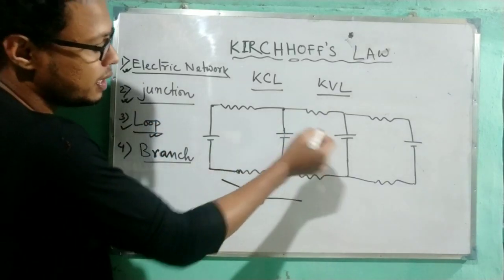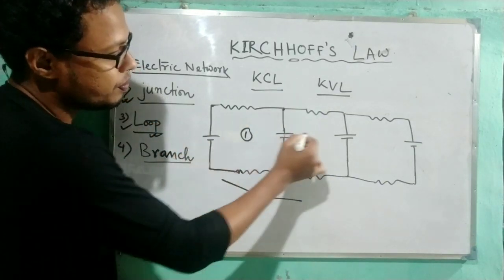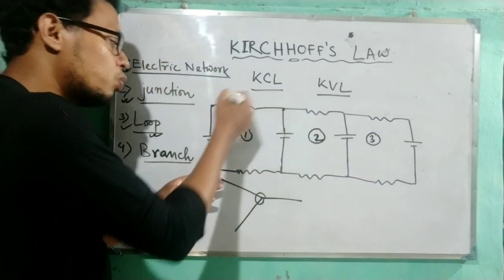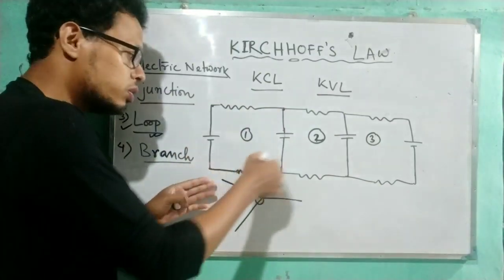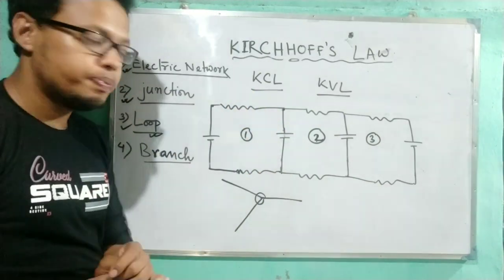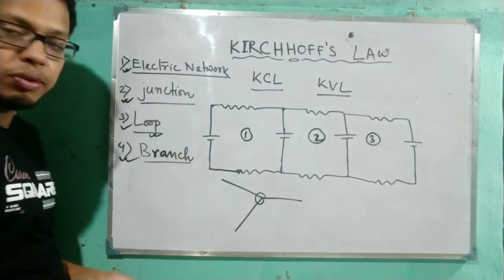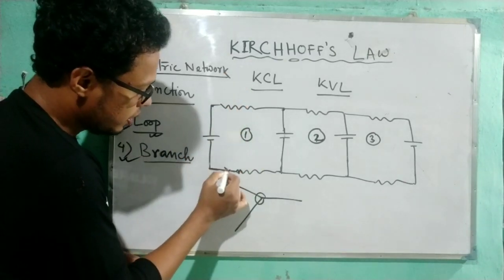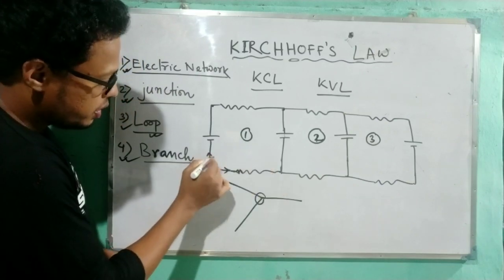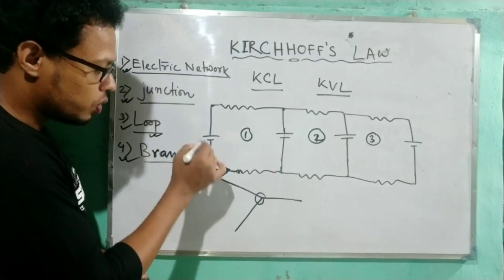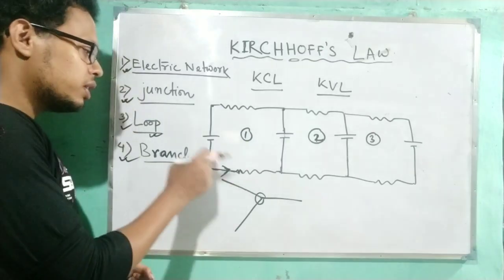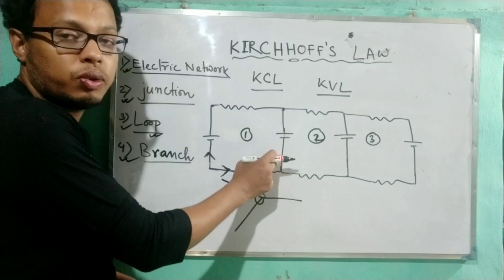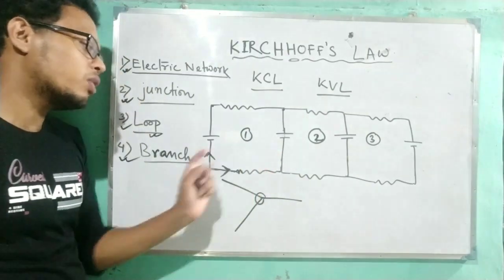Next, loop. Loop means here in this circuit, this is one loop. This is another loop, this is also another loop. This closed circuit is called the loop. Next, branch. What is the branch? Branch means if we consider this direction and this direction, this is called one branch and this is also one branch. Okay, these are two branches. If we come over here, this is one branch, this is one branch, this is also another branch. These are called the branches.